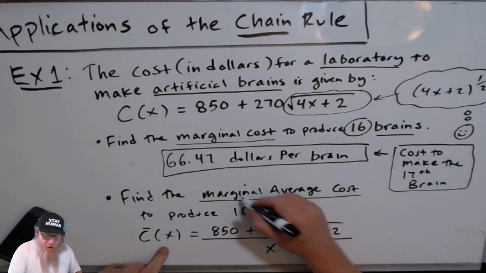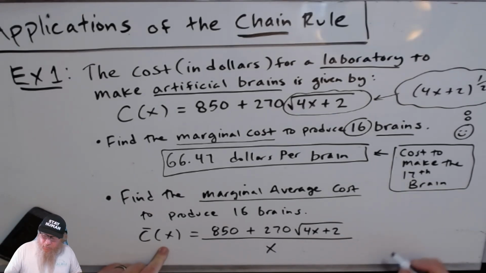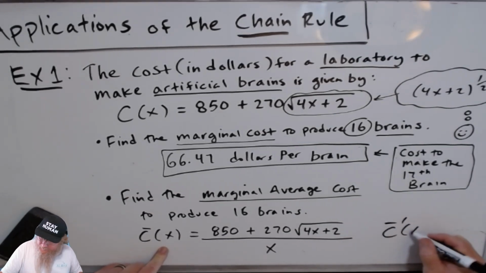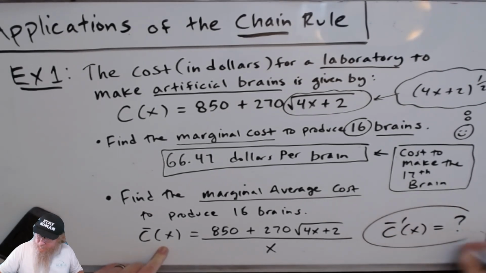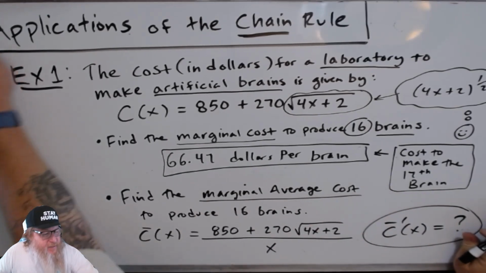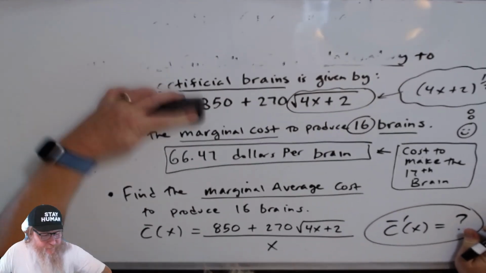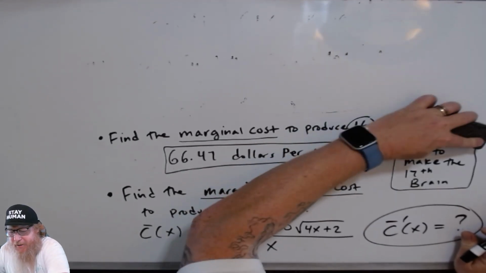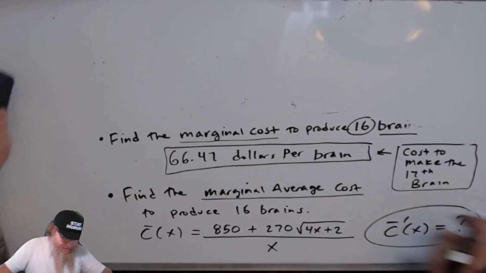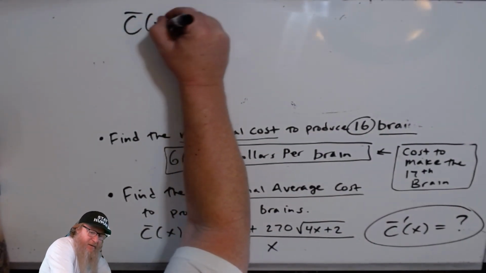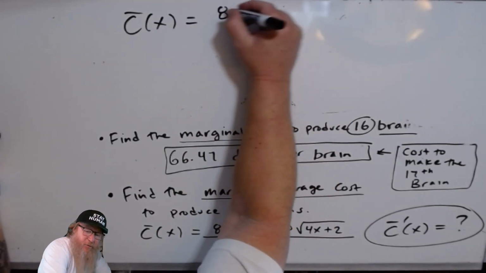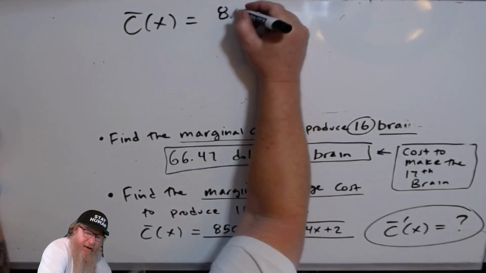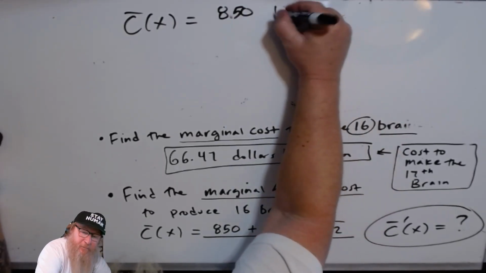Now, to get the marginal average, now we have to take the derivative of this thing. And I'm going to need more space. So now we have a combination of the chain rule and the quotient rule.